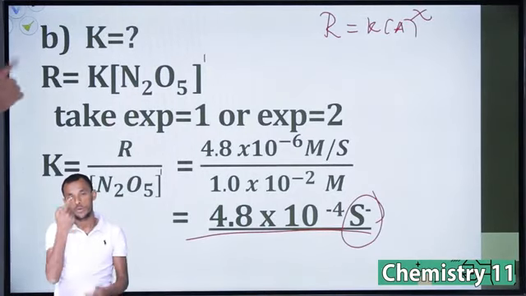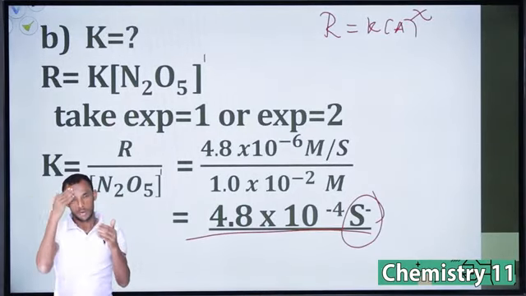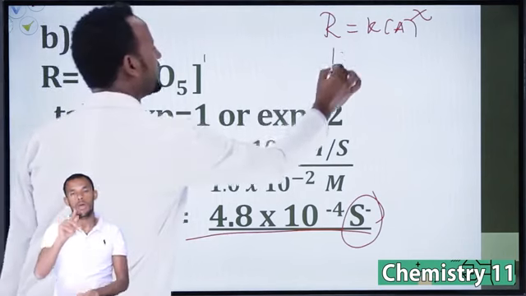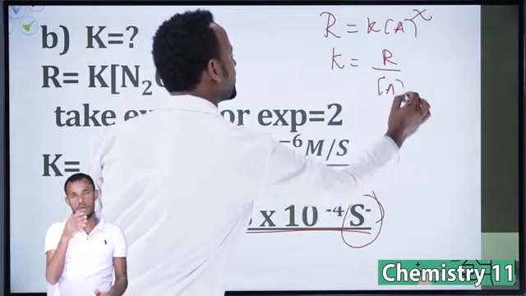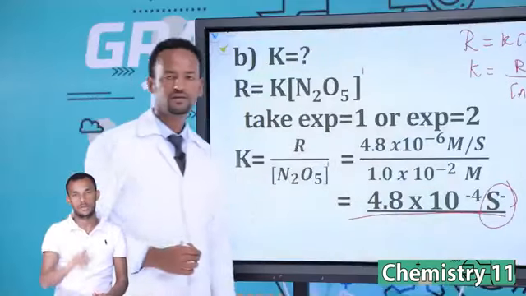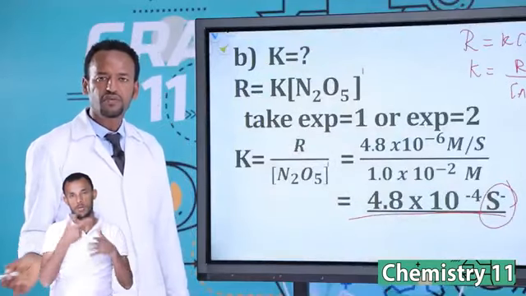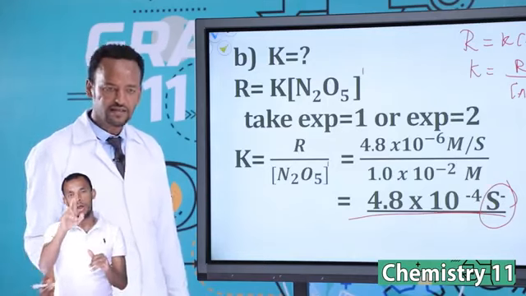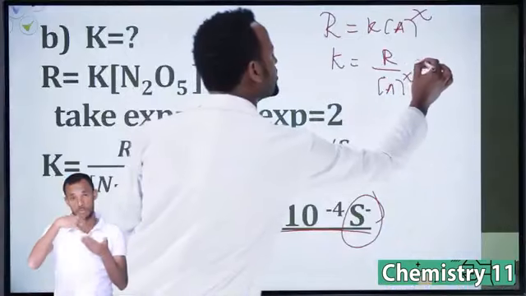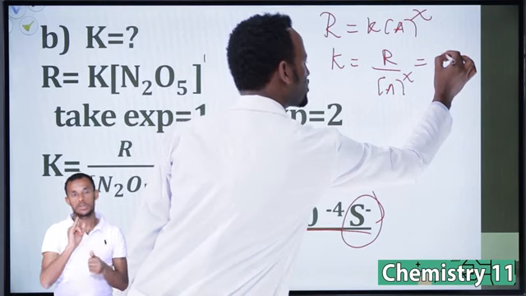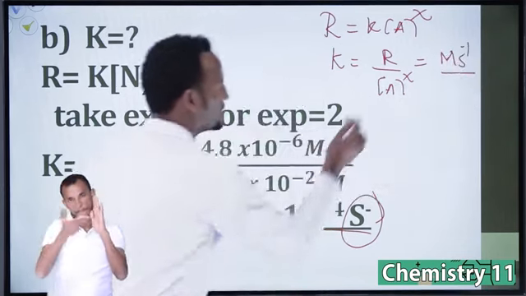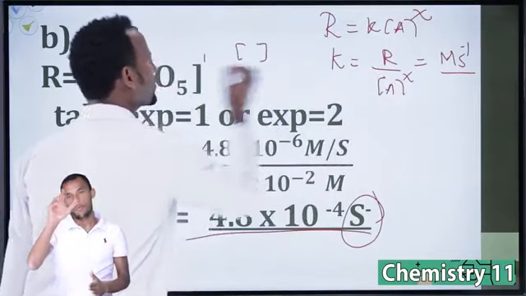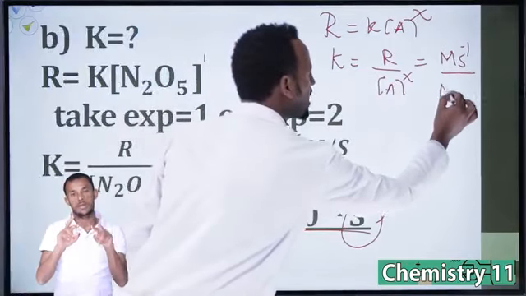By using this equation, determine the units of K. K is equal to R over A to the power of x. Students, what is the unit of R? What is the unit of rate? Previously discussed, it is concentration, already molarity, per second. This symbol indicates what? A square bracket indicates concentration, already molarity.